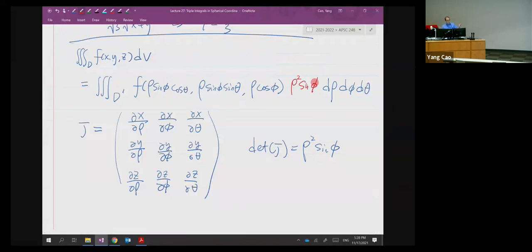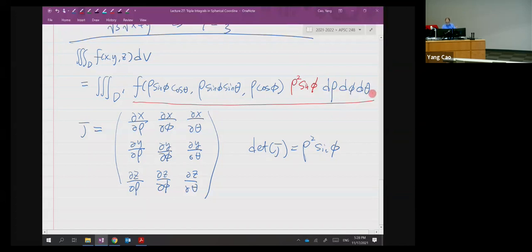So in terms of formula, if you want to remember it, your triple integral in terms of spherical coordinates should be this. So don't forget rho square sine phi. If in polar we have r, in cylindrical we also have r. Over here we have rho square sine phi. That's a little bit different. And then d rho, d phi, d theta.